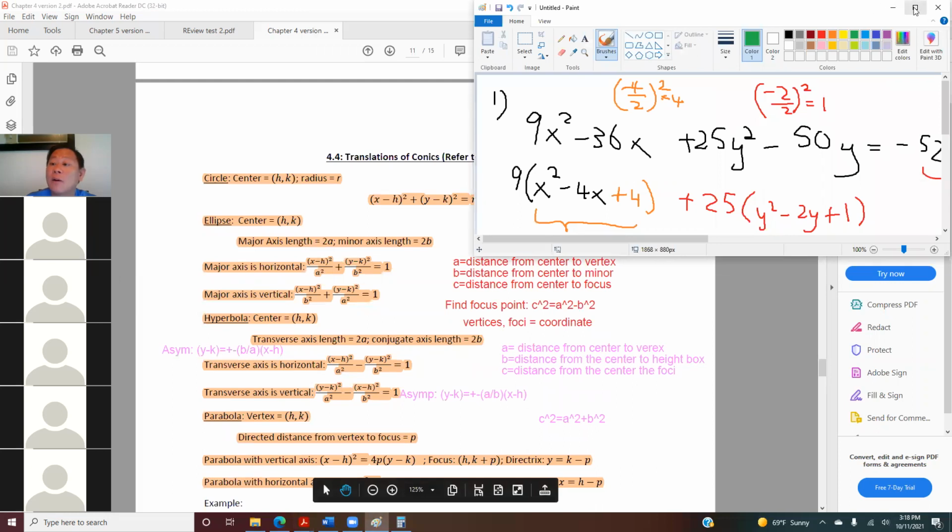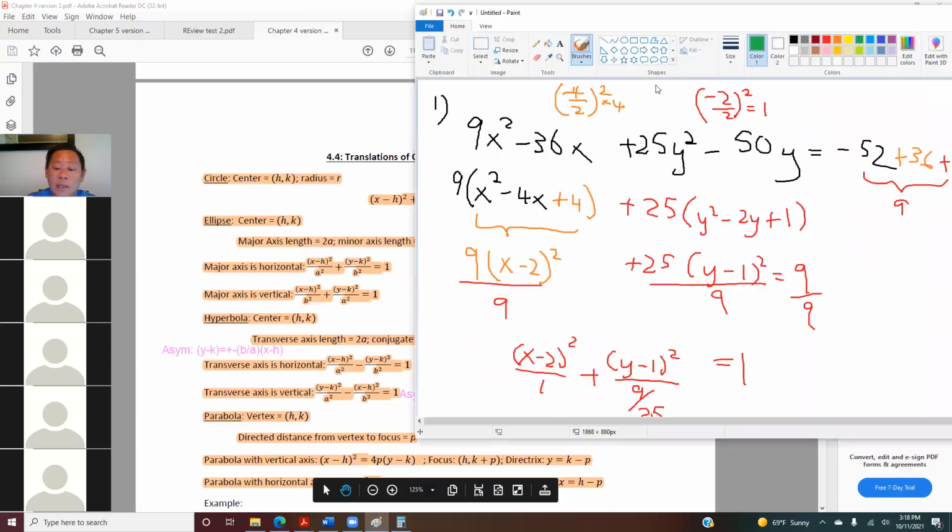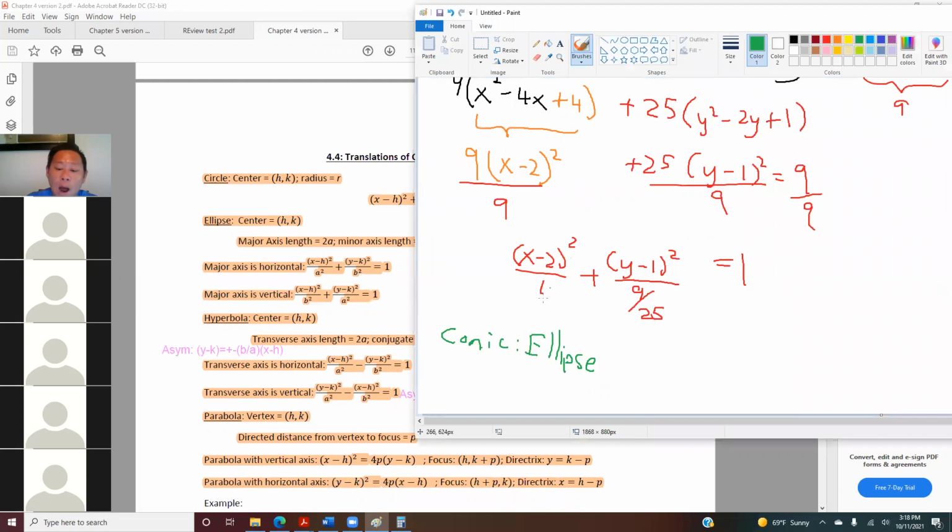So how do we figure this one out? Figure out where your A is in this case. Which one is bigger, 1 or 9 over 25? 1. So this will be your A squared, and this will be your B squared. Those also depend on who is bigger. This is for an ellipse. So is the major axis going to be horizontal or vertical? Horizontal. This is horizontal, yep.